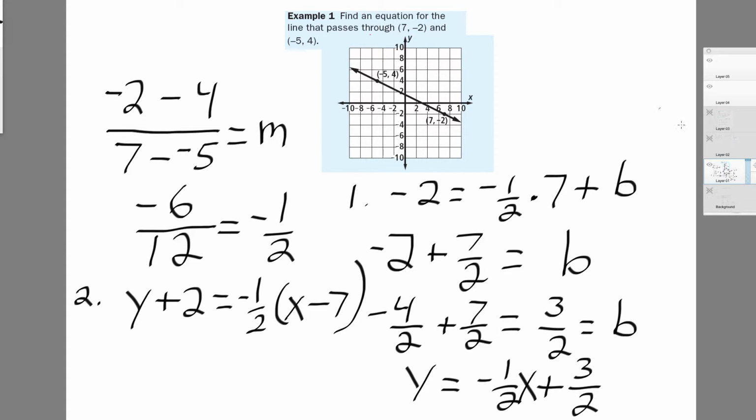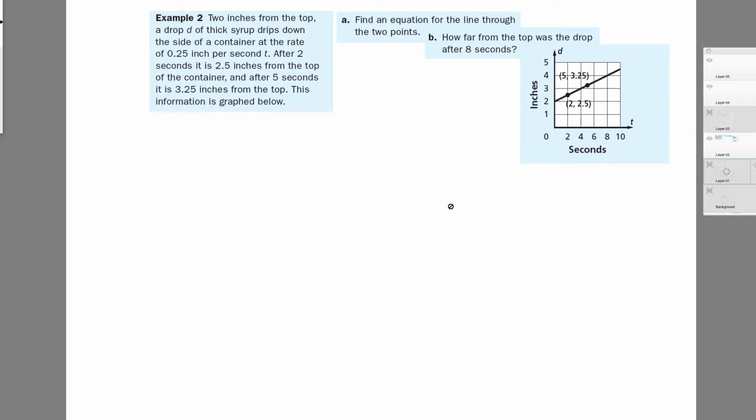Let's take a look at our next example. And in example 2, we got a couple of parts to it. This example is one where we have to kind of parse what's going on and see if we can figure things out. So 2 inches from the top, a drop D of thick syrup drips down the side of a container at the rate of 25/100ths of an inch per second, which is T. After 2 seconds, it is 2.5 inches from the top of the container, and after 5 seconds, it is 3.25 inches from the top. This information is graphed, as it says below, but it's to the side.